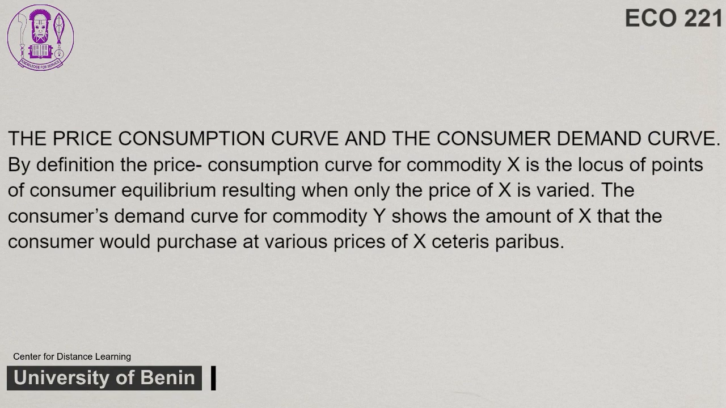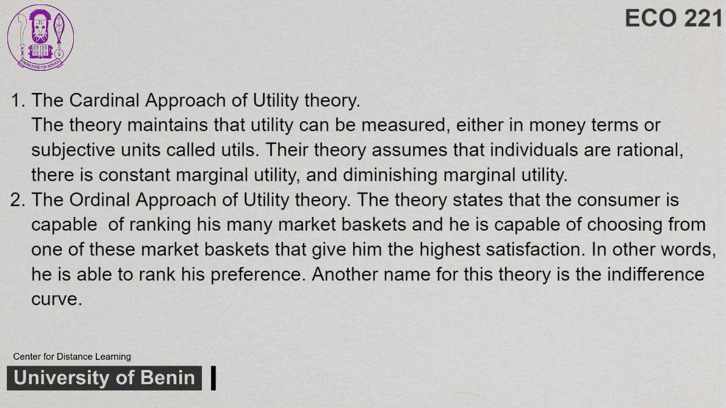Summary for Study Session 3. In this study session, please note the following. 1. The cardinal approach of utility theory. The theory maintains that utility can be measured, either in money terms or subjective units called utils. Their theory assumes that individuals are rational, there is constant marginal utility, and diminishing marginal utility.